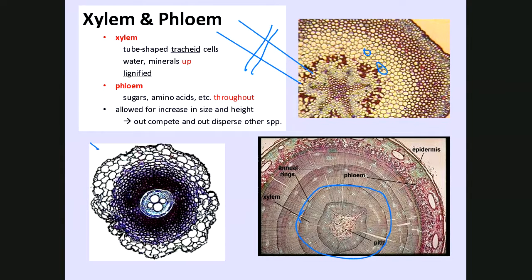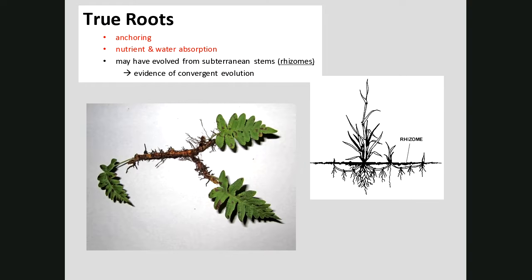Vascular plants also have true roots, right? So they anchor and they can absorb nutrients and water. Remember, that's the difference between a true root and a rhizoid. Not a rhizome. A rhizome is a horizontally growing stem. But a rhizoid, which was the little things off the moss that anchor but don't absorb nutrients. Remember, they're not tracheids. Mosses have no xylem, have no phloem.